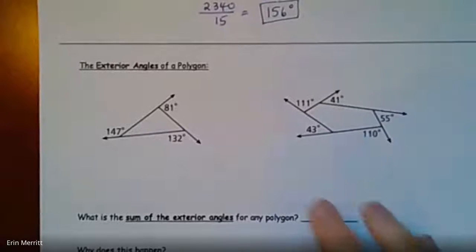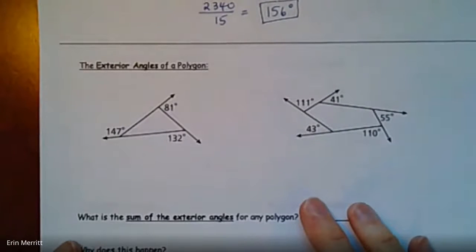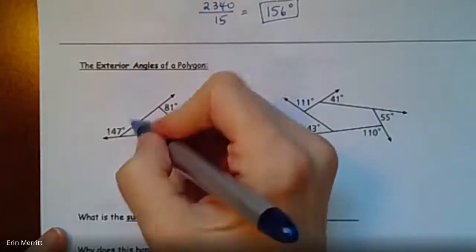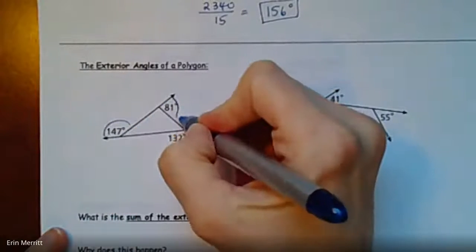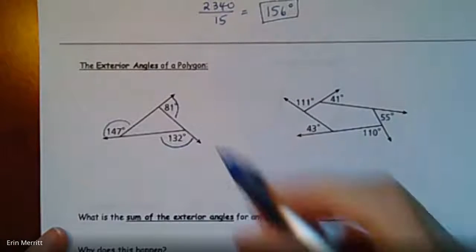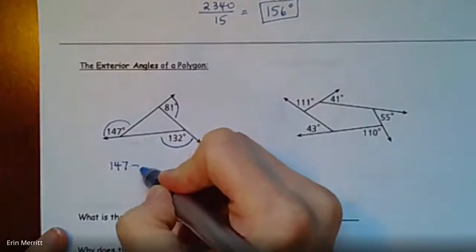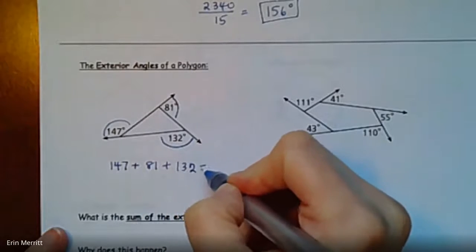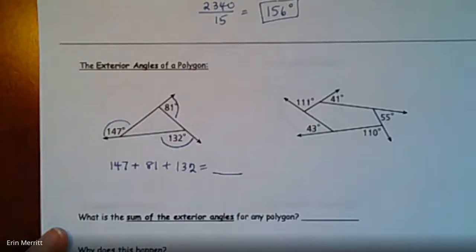All right, moving on to today's stuff. This next thing we're going to look at is not the interior, but the exterior angles. We know exterior angles are on the outside of the diagram. What I would like you to do is take a moment and for these triangles, add up the exterior angles. So 147 plus 81 plus 132. What do you get here?